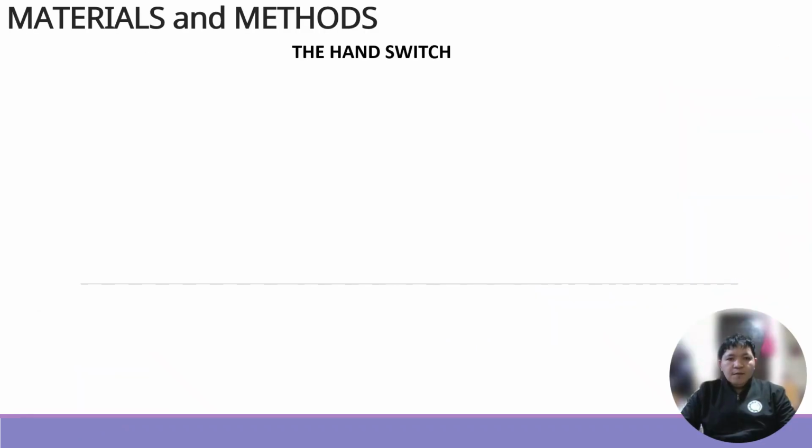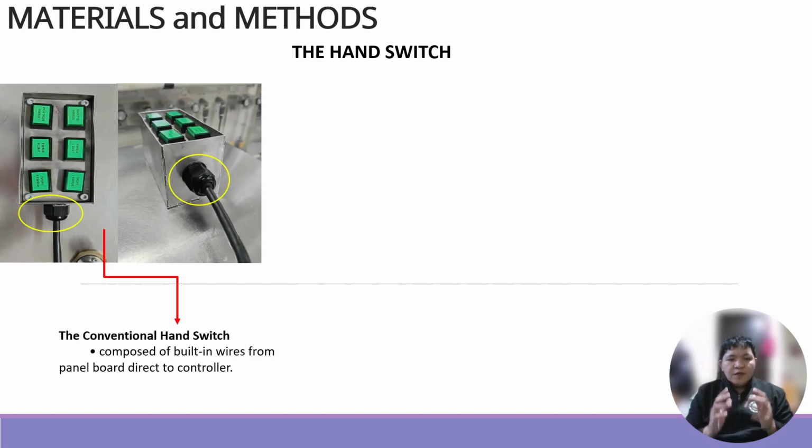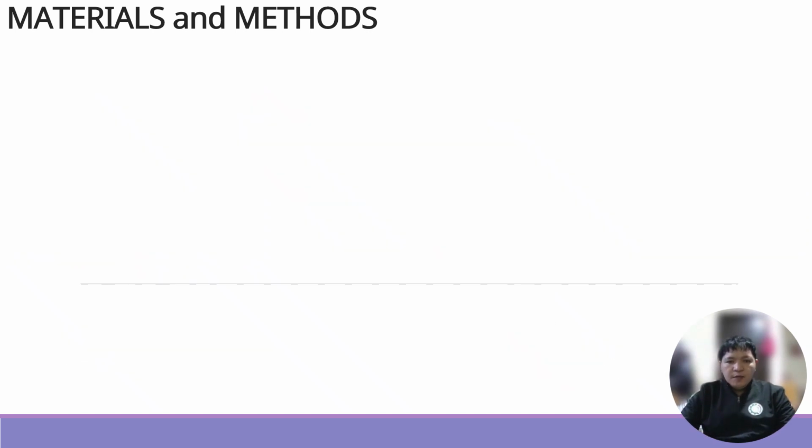For the materials and methods, we have here the hand switch. At first, the conventional hand switch, as you can see in the picture. It's composed of the built-in wires from panel boards direct to the control panels. And the other one is the plug-and-play hand switch, which is composed of removable plugs, and thus separates the wires and the hand switch itself. So this is the application of the method that we will be discussing.